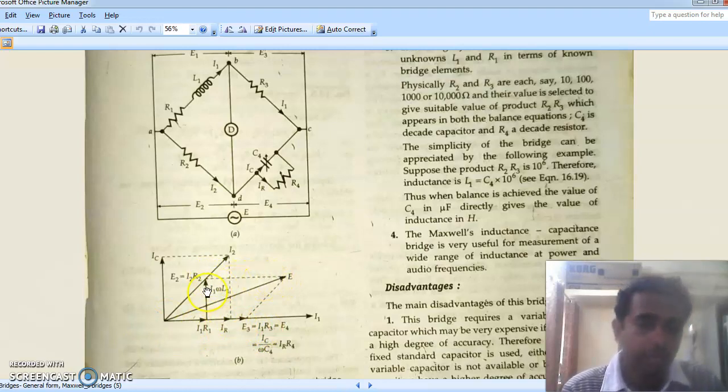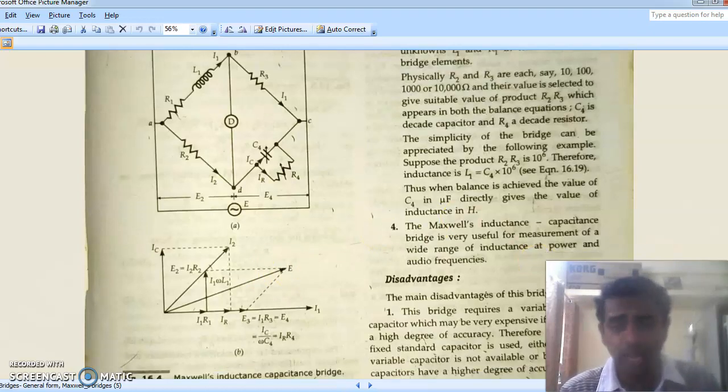Now what is E1 equal to E2? This is my E1 equal to E2. I draw a parallel line like this. So drawing the diagonal for this parallelogram, I'll get the effective supply voltage E. So this is the phasor diagram under balanced conditions. Now I think it's very clear.